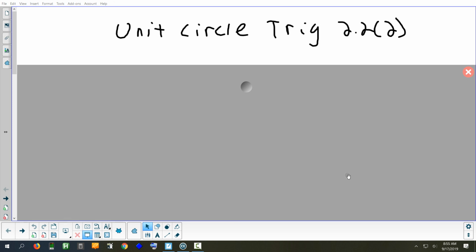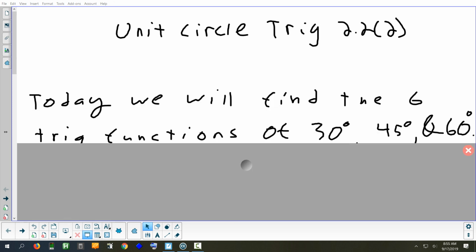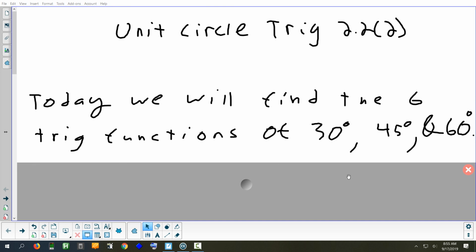So we're going to look at the second part of unit circle trig, which basically looks at how we can find all 6 trig functions of those angles: 30 degrees, 45 degrees, and 60 degrees.